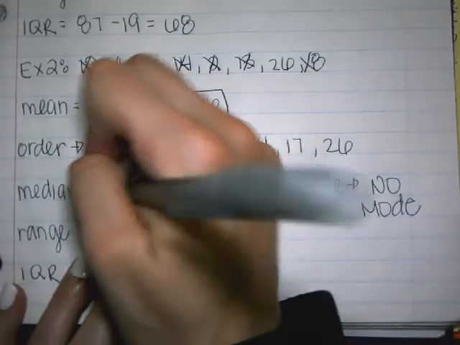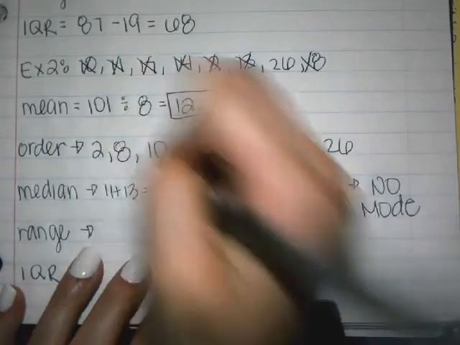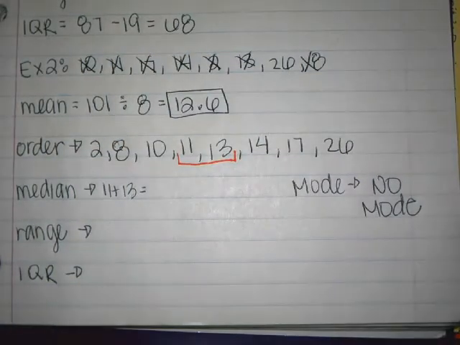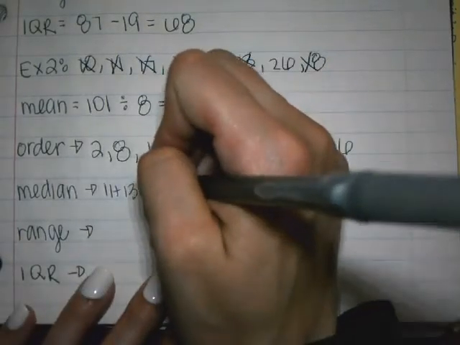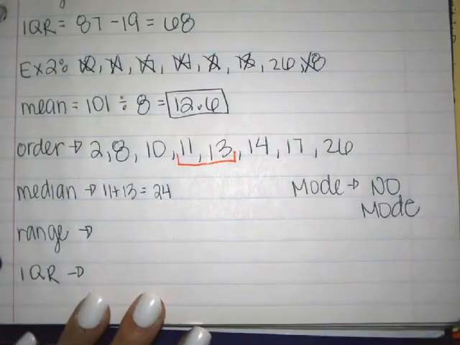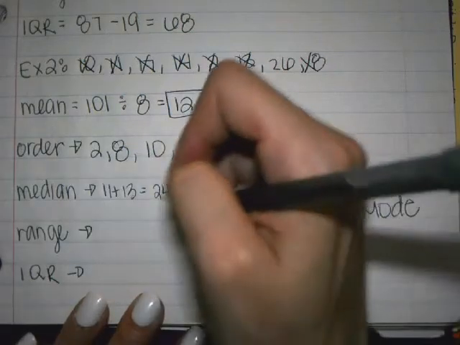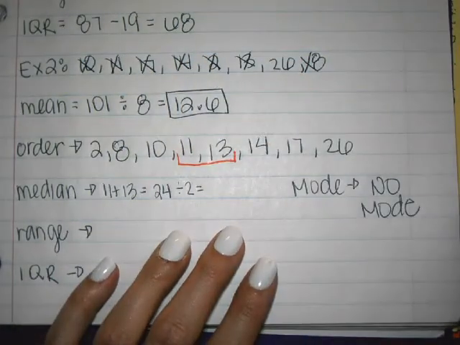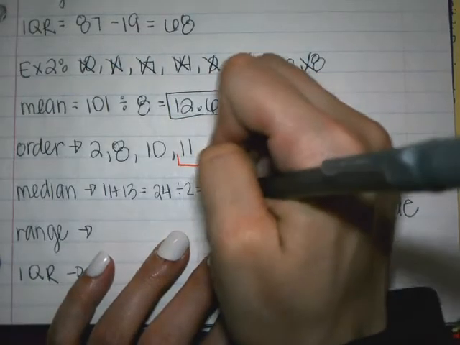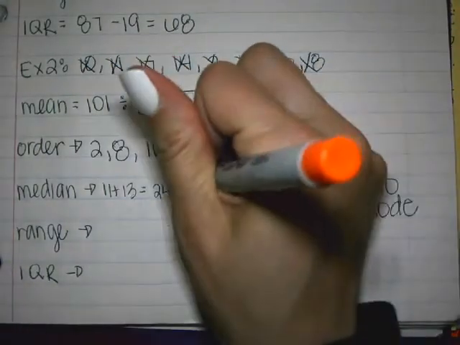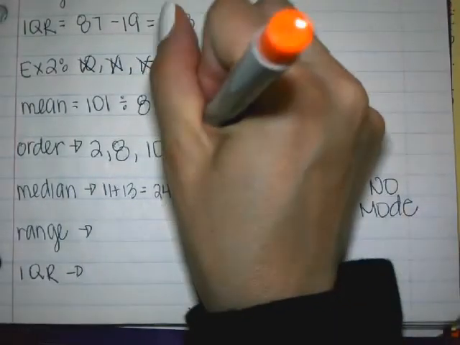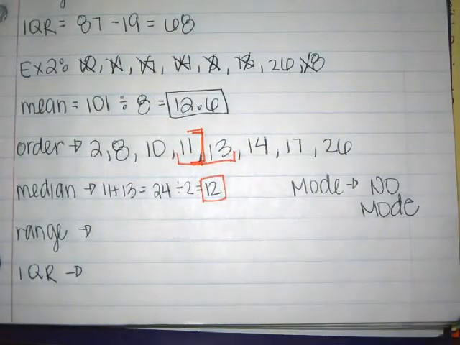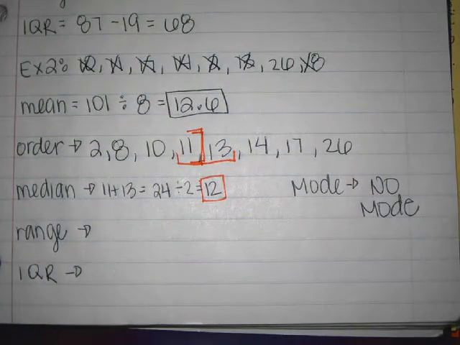So everyone do 11 plus 13. You can use your calculators, guys. Everyone do 11 plus 13. What do we get? And then I need to do 24 and do what with it? And what's 24 divided by 2? So 12 is the median because it is directly between 11 and 13. Does that make sense, you guys?